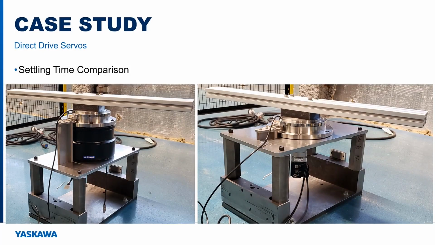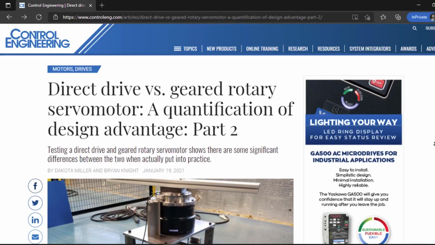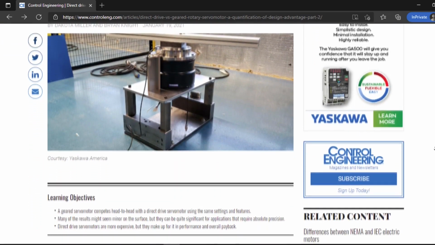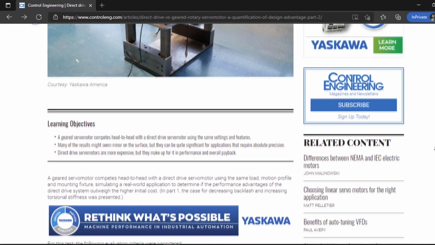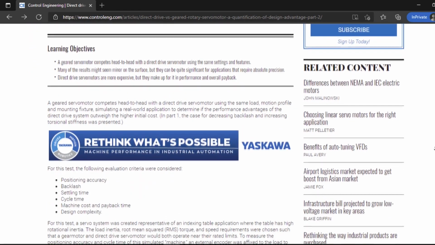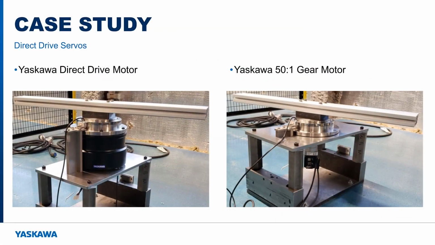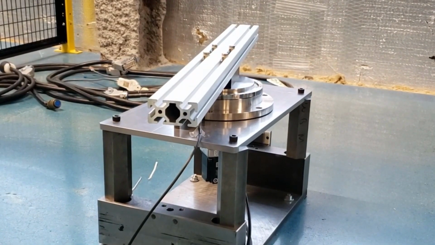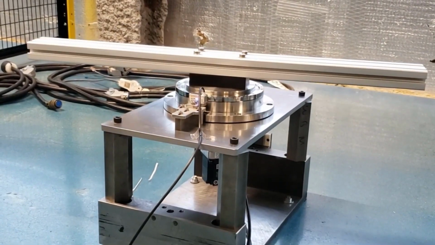Now let's look at a case study. A machine may actually be losing money due to settling time performance, and this is rarely considered during the servo motor sizing process. This effect was clearly demonstrated in a series of articles written by engineers at Yaskawa America Incorporated and published by Control Engineering. In this setup, a Yaskawa direct drive motor and a Yaskawa gear motor of similar power capacity ran the same load with the same motion profile.